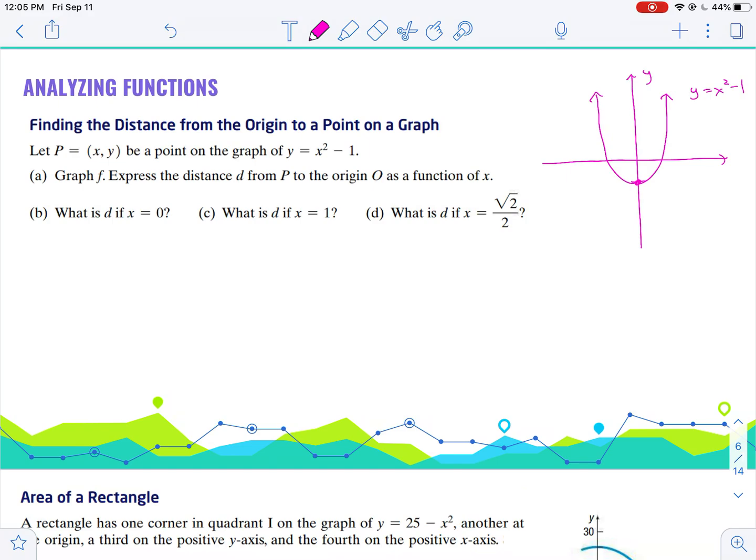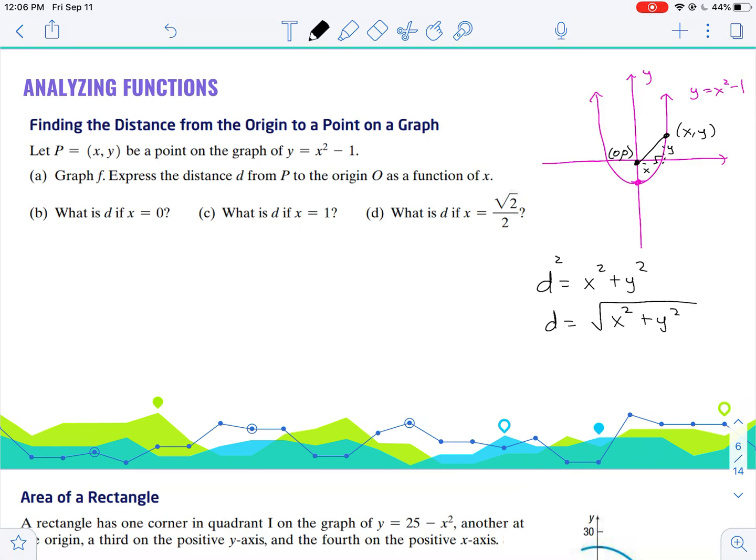Express the distance d from P to the origin as a function of x. So we're just going to put some random point on the graph. We'll put it right here, and we'll call that the point xy. And what we're trying to do is find its distance to the origin, which is 0, 0. And so remember your distance formula? Or you can do right triangles if you want to, right? So I went x over and y up. So the distance squared is going to be x squared plus y squared. And so the distance is going to be the square root of x squared plus y squared.